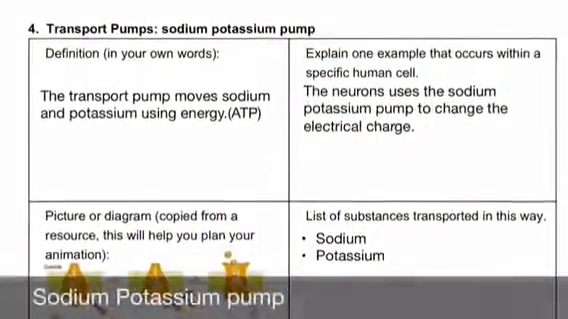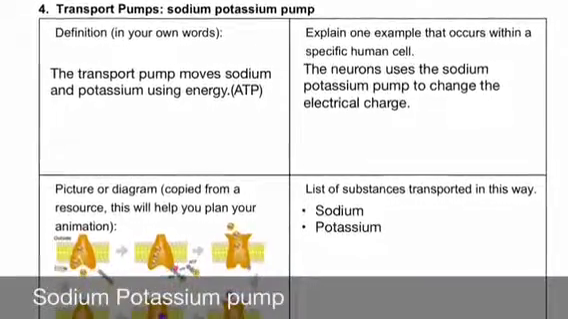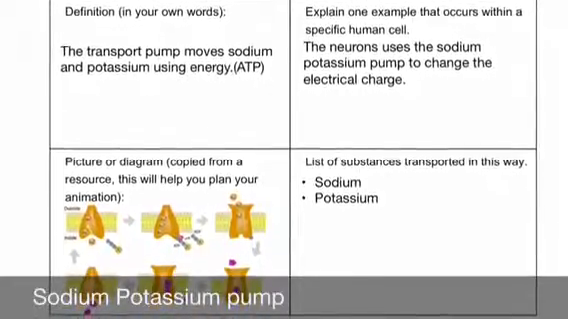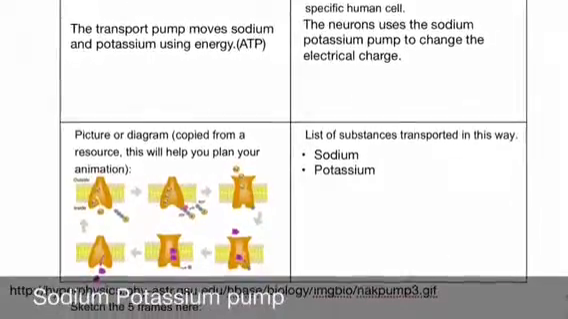The sodium-potassium pump moves sodium and potassium using energy. Neurons use the sodium-potassium pump to change the electrical charge. The substances that are transported this way are sodium and potassium.